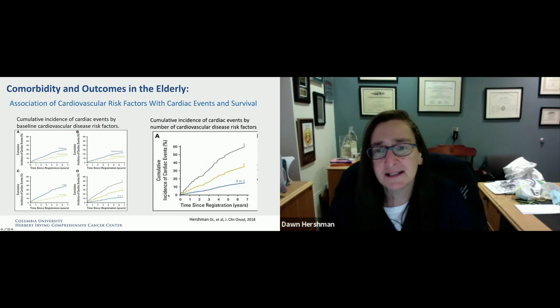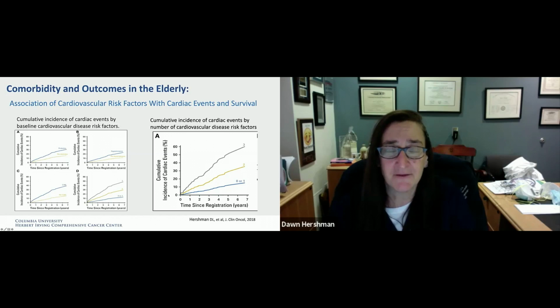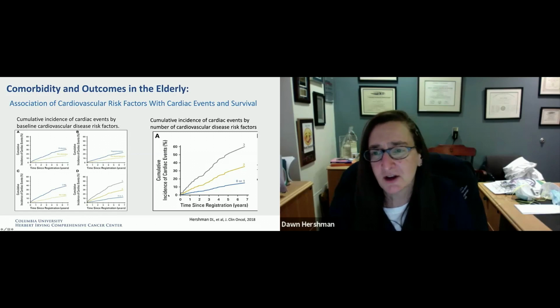We've been able to use this data to give us a sense of comorbidities and risk of cardiovascular disease. This is results of patients enrolled in prospective studies looking at their baseline comorbidities such as hypertension, diabetes, coronary artery disease. Often these things aren't captured on clinical trials. This is breast cancer data that suggests that these comorbidities are associated with an increased risk of cardiovascular events, both during and after enrollment to clinical trials.